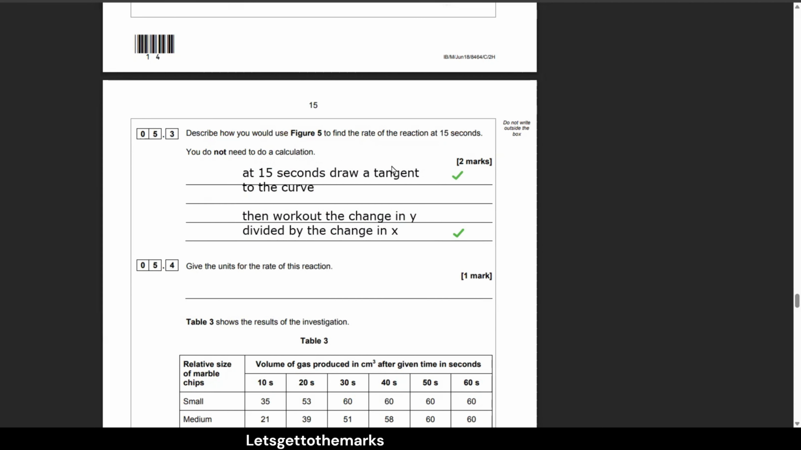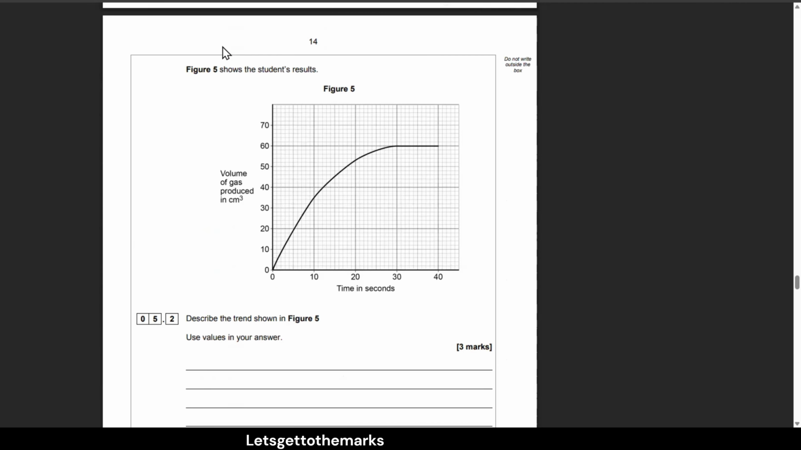Give the units for this rate of reaction. So we need to go back up and look at the graph and see what the units are on your graph. That's all you've got to do. Dead easy. Right, look, check this here. Centimeter cubed. And remember, I said we're doing Y over X. So you're just going to go centimeter cubed, draw a divide line just like that, Y over X, and then seconds.